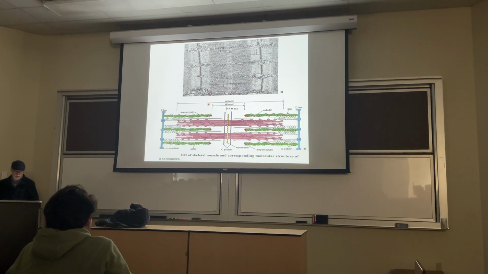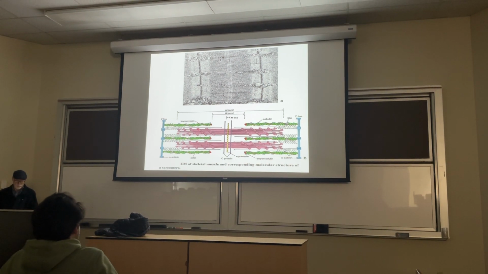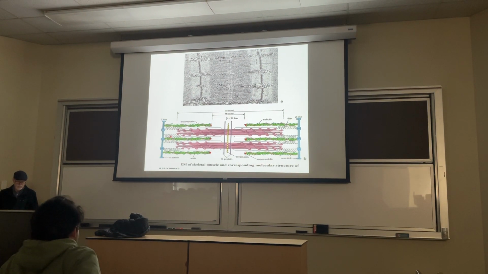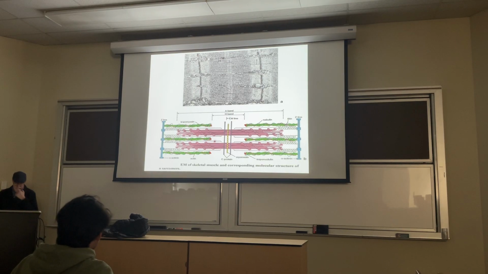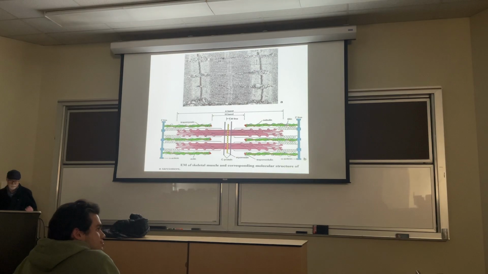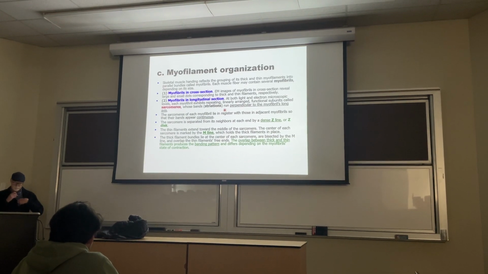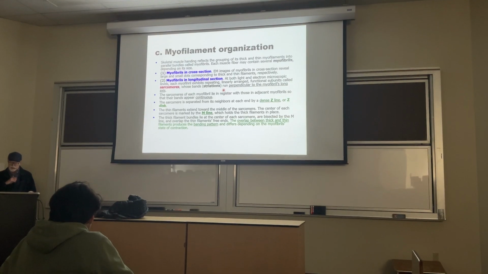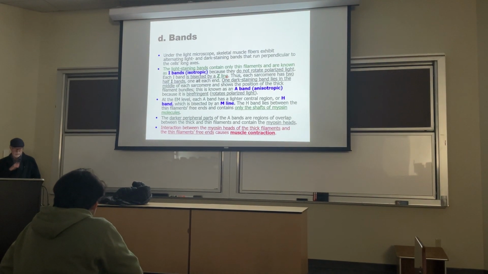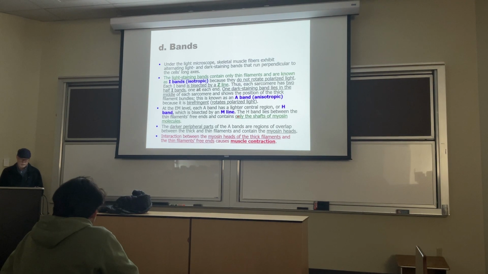This shows it with a diagram. Here's your myosin with the cross bridges or the heads. Here's your actin. Here's your Z line. There's your H zone and your M line. So that's what they look like. Again, the myofibrils are your actin and myosin in that pattern. And there's your bands, your I bands, your A bands, your H zone, your M line.